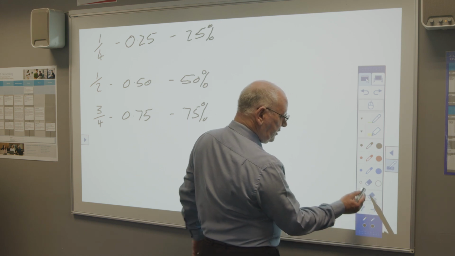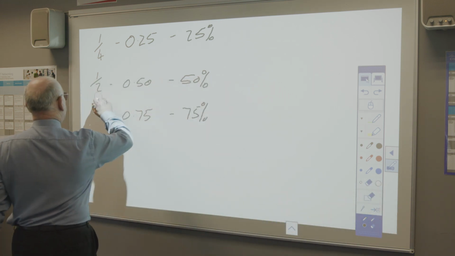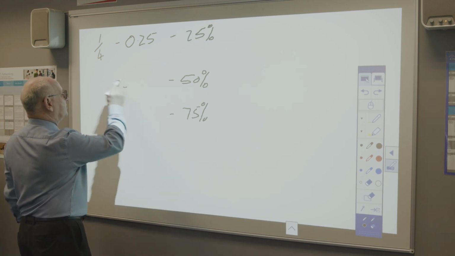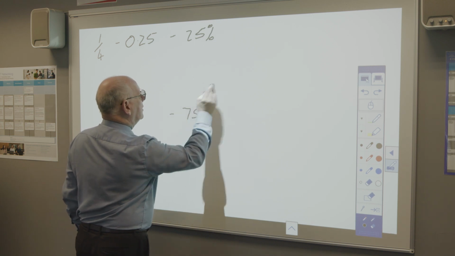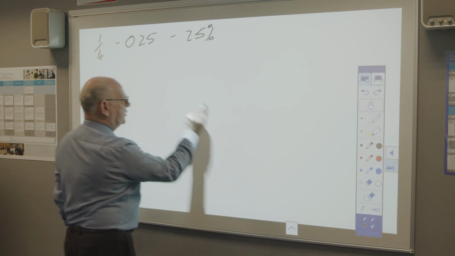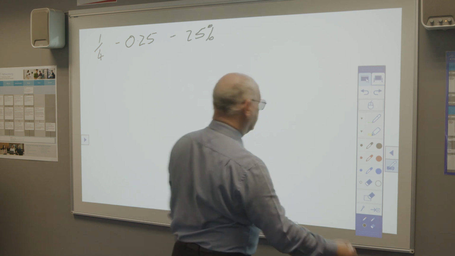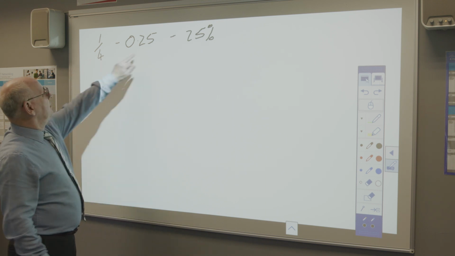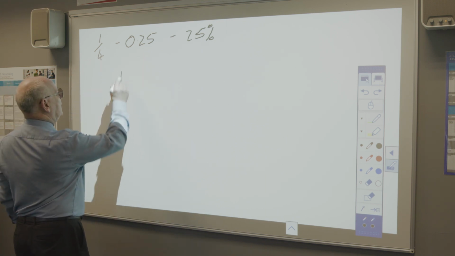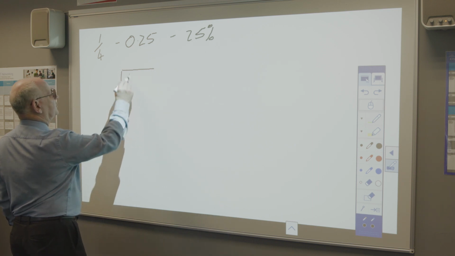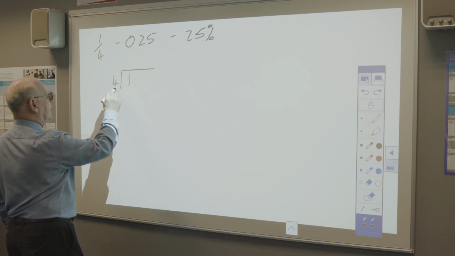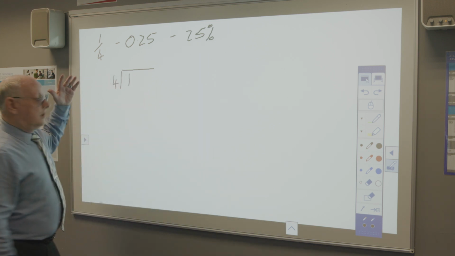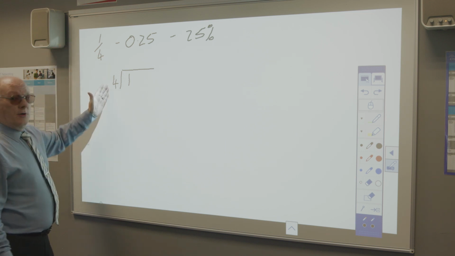So if I get rid of these two and just keep a quarter up there for now, it's quite a simple process that once you've seen it and done it a couple of times, you'll see how easy it is. So we're going to convert a quarter to a decimal. So you divide the top number by the bottom number. Now I know that looks wrong. It's normally the larger number that goes inside. But I promise you, top divided by bottom.